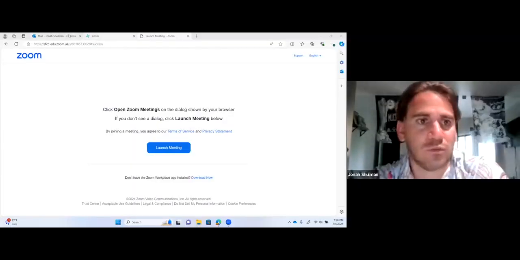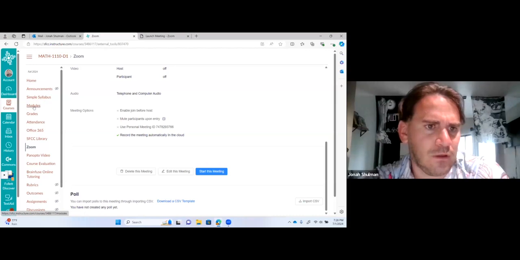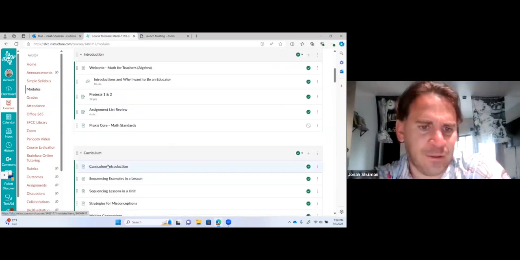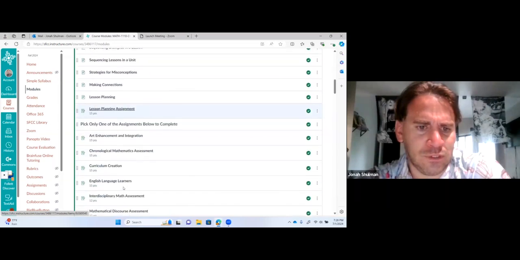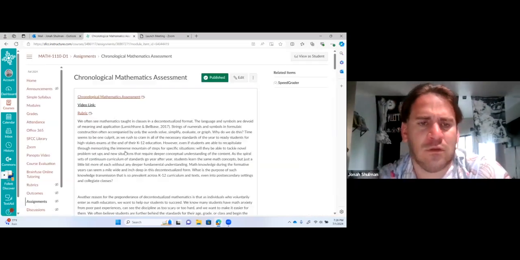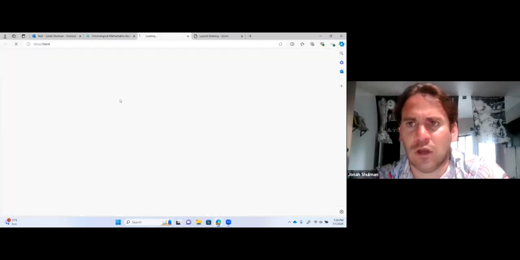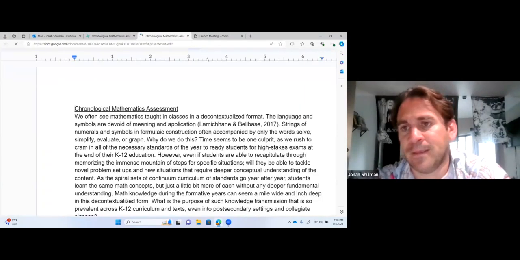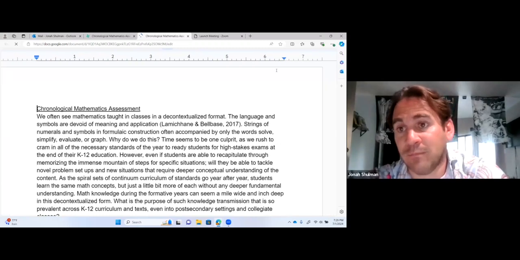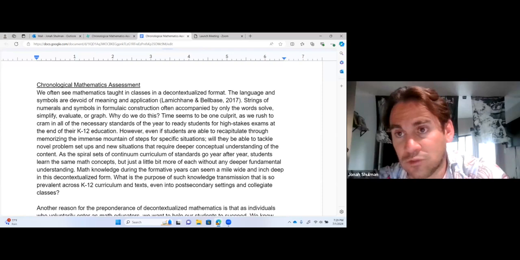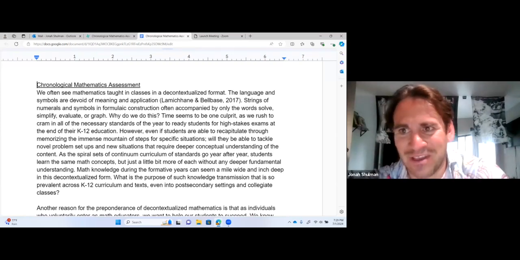So if you want to try this one, we can go into this piece, which is the chronological mathematics assessment. And I'll just open it so I can talk about it. I could read this whole thing, but basically, this is how I feel math should be taught the best, just in my own view, after trying and failing many, many times.